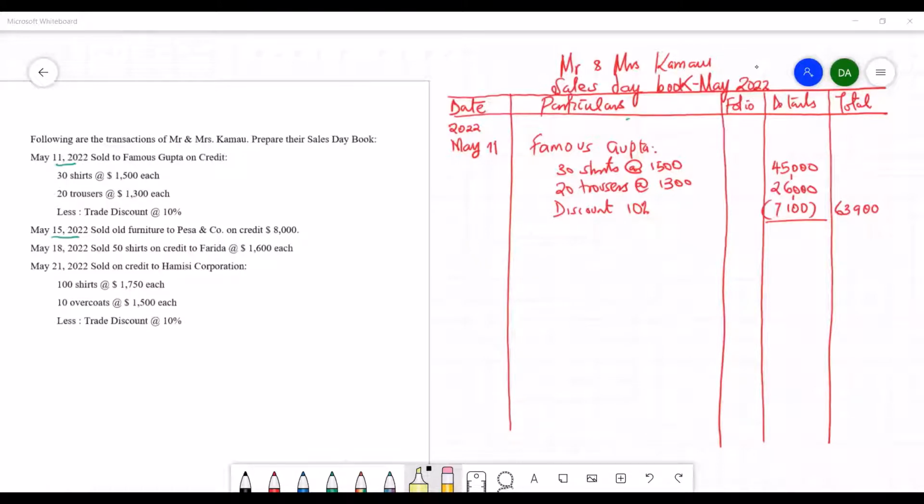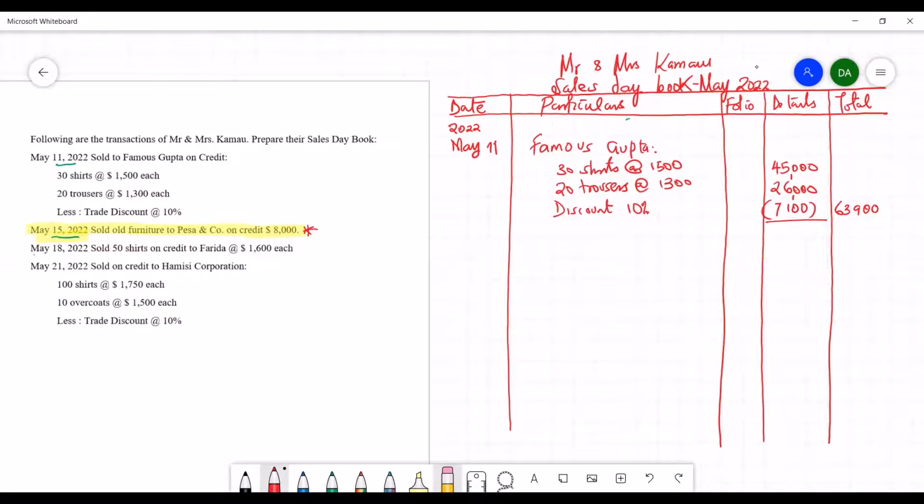The next transaction is on 15th May 2022. On 15th May 2022, sold old furniture to Pesa and Company on credit at 8,000. Now, this particular transaction is not going to be recorded in the sales journal. The reason is it is a disposal of non-current assets. And disposal of non-current assets are supposed to be recorded on the individual disposal accounts for individual non-current assets.